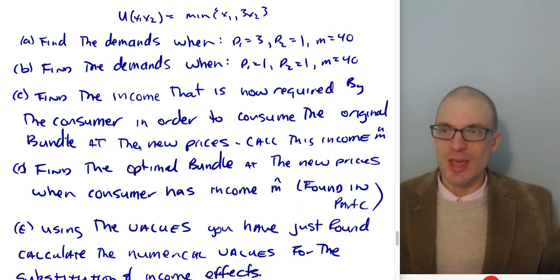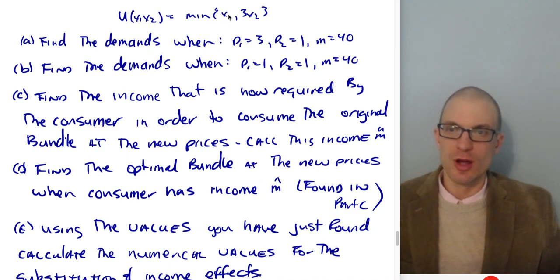All right, here's an example to isolate those things. Suppose I have perfect complements preferences. My utility over good 1 and good 2 is going to be the smaller of good 1 and 3 times my amount of good 2. Find the demands when the price of good 1 is 3, price of good 2 is 1, and my income available is 40. Find the demands when the price of good 1 and 2 is both 1, and my income available is 40.